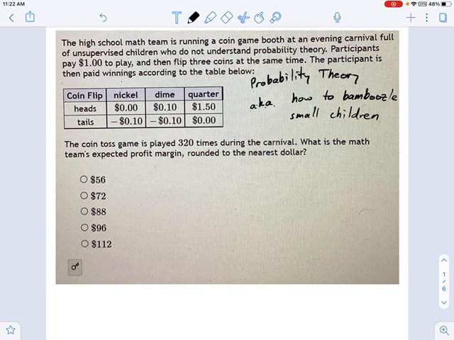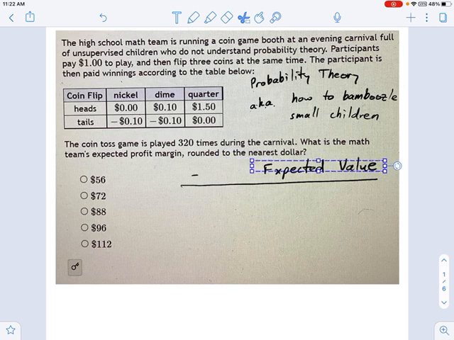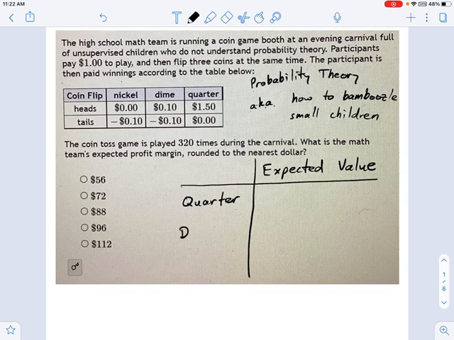So that word that I used, expected, is key here. I'm going to set up the expected value from the point of view of the people running the booth for each of these different coin flips. Okay, I'm going to need a little more room here. Let's move this over. Okay, there's my expected value. So I want the expected value of a quarter flip, of a dime flip, and of a nickel flip.